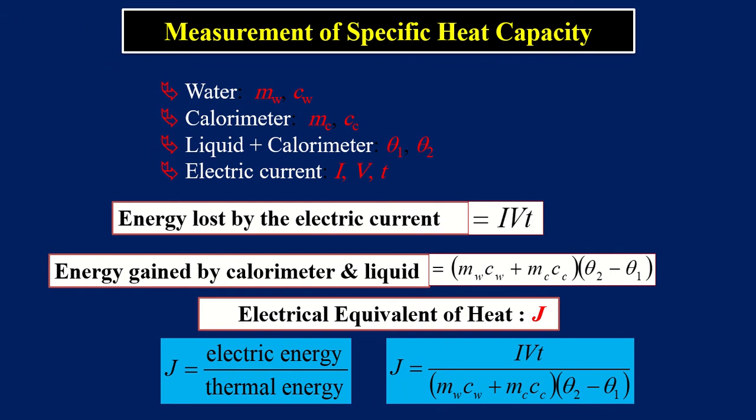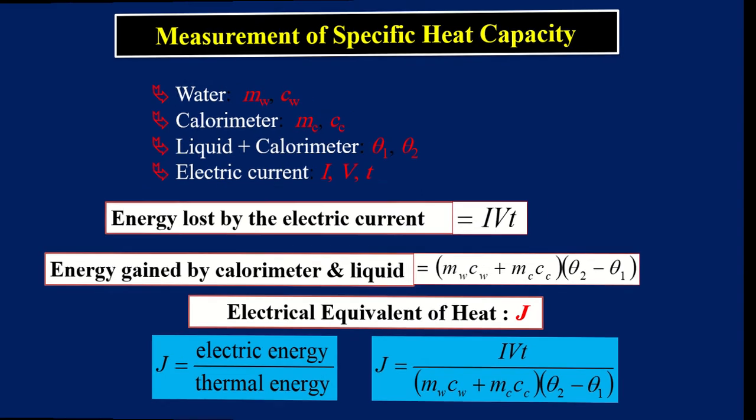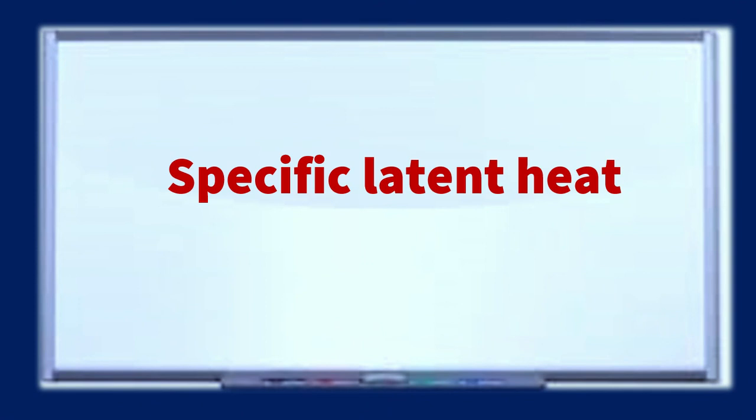You aren't supposed to understand this method or use it, as you haven't yet studied electricity in your curriculum, but it is for you to know that we can use other methods for measuring the specific heat capacity of any unknown metal. Okay. The second part of our lesson is about specific latent heat.